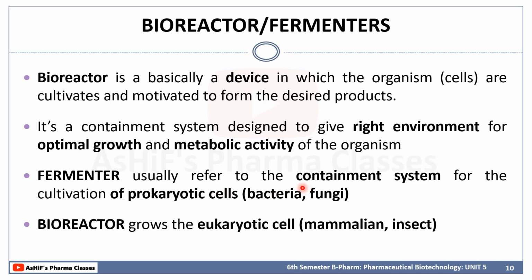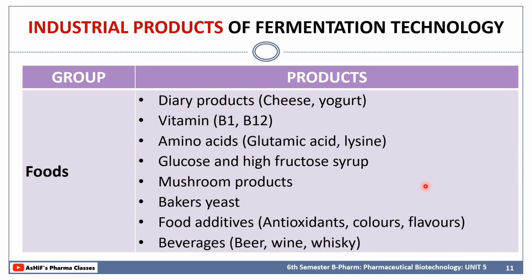fungi. If we are using bacteria and fungi only for this process, that device is known as a fermenter. If we are using eukaryotic cells like mammalian cells or insects for this kind of bioprocessing, that equipment is known as a bioreactor. So that is the difference. In case of fermentation, we use only microorganisms like bacteria and fungi. And in case of bioreactor, we use eukaryotic cells like mammalian cells as well as insects.